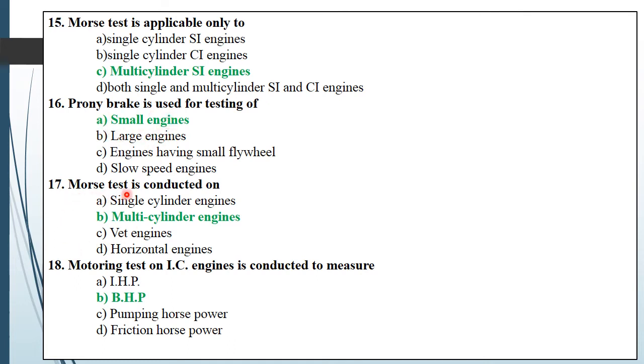Next, the Morse test is conducted on, as we have already discussed in MCQ number 15: single cylinder engine, multi cylinder engine, wet engines, horizontal engines. So the answer is multi cylinder engines.